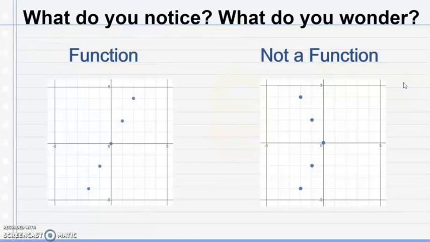Let's look at the graphs of these two examples that I just did. So this first graph is an example of a function, the one that I had just earlier. Notice it looks a lot like a diagonal line if I was to connect those. And the one on the right, we have what looks like somewhat of a sideways V. The first one is a function, and the second one is not a function. What do you notice, and what do you wonder?